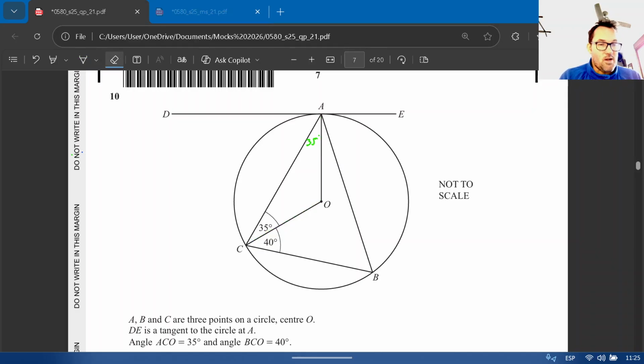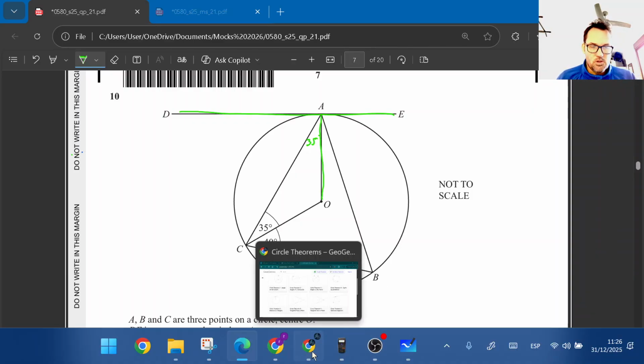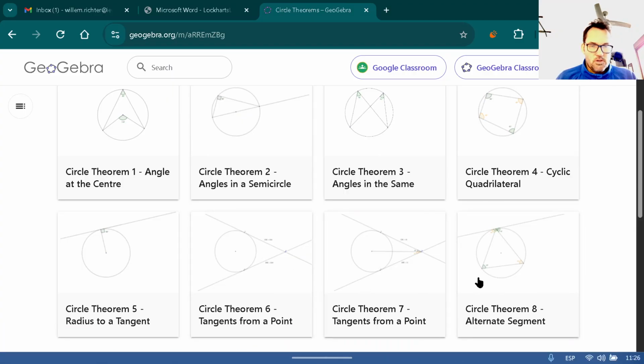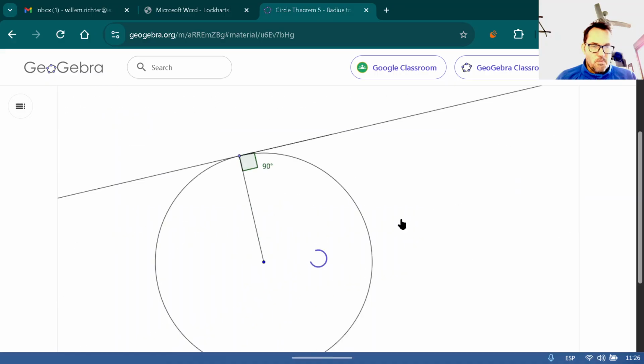And in the exam, you're allowed to highlight anything in the question, so it's a good idea to do that. All right. Another theorem we can look for is the one of the angle between a radius and a tangent. I'll go here to GeoGebra to show you these theorems, which you need to study, of course. And it's this one I'm talking about.